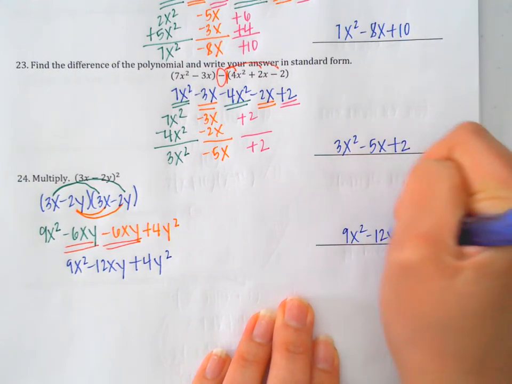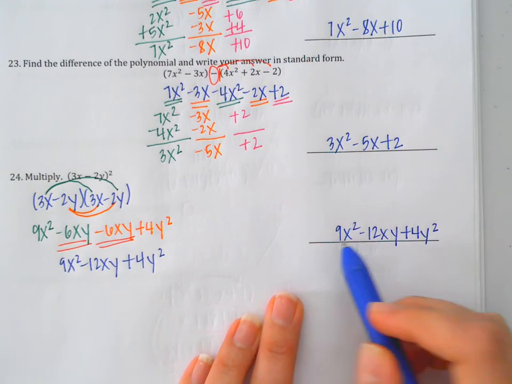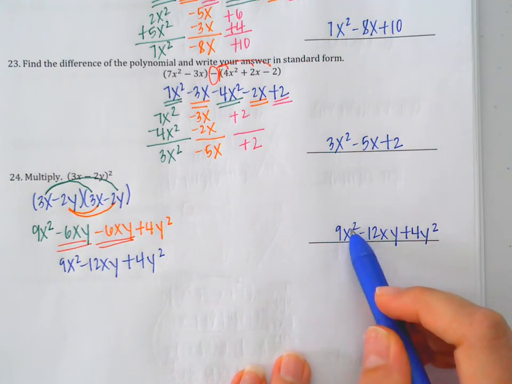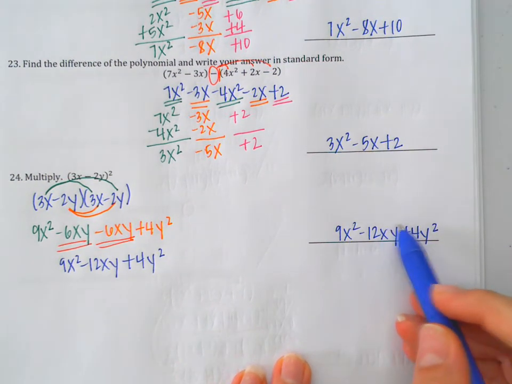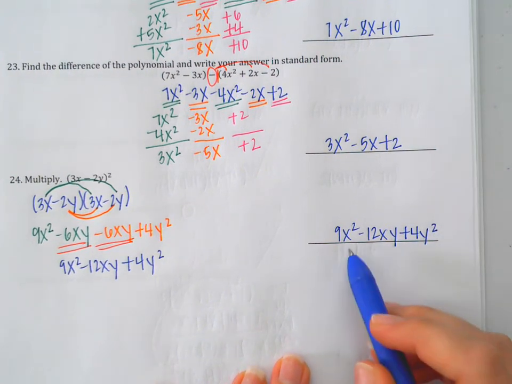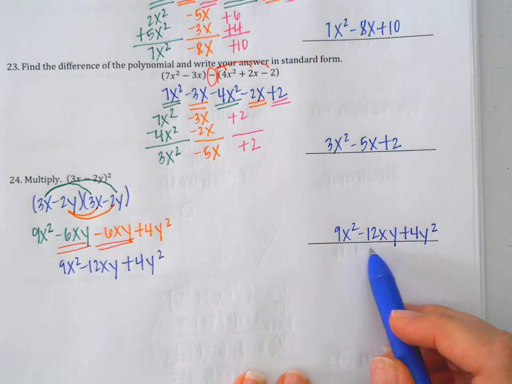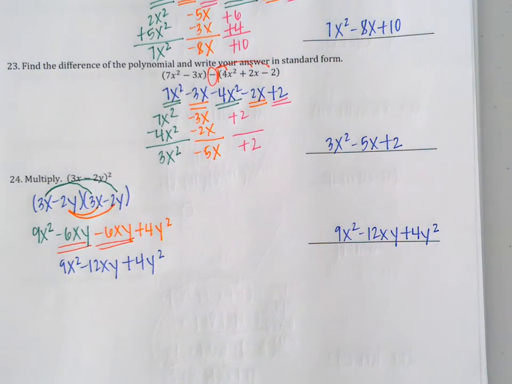And that is technically standard form because these all have a degree of 2. This has a degree of 2. This has a degree of 1 plus 1, which is 2. And this has a degree of 2. If you wrote it as 9x squared plus 4y squared minus 12xy, that's fine too. So it really doesn't matter. And that is the study guide.